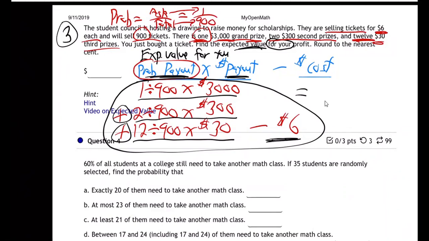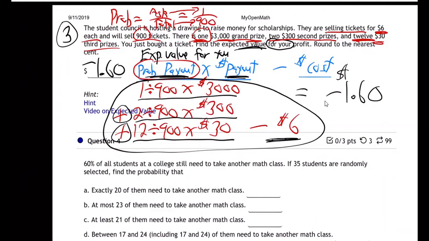Just 1 second. I'm calculating the answer here. Times 30, minus 6. Okay, so I'm getting the answer negative 1.6 for mine, which means negative $1.60. So we expect to lose, on average, $1.60 when we buy a ticket here. So what was your question again then?